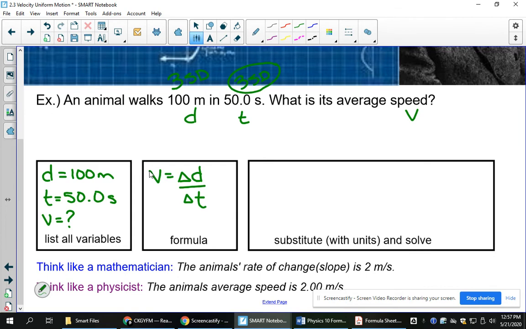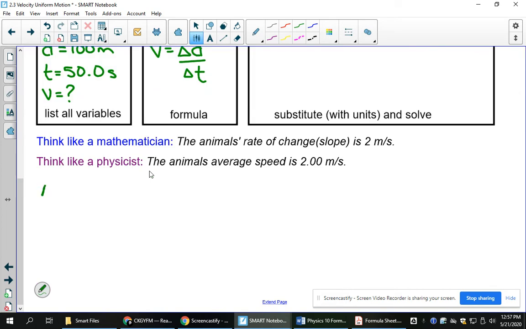Okay, that's exactly what the formula sheet said. Now, you might be wondering what those little triangles mean. Those little triangles, let's make a note at the bottom here. That's the Greek letter delta, from the Greek alphabet. And what this means in science is a change in. Okay, that's exactly the definition here.